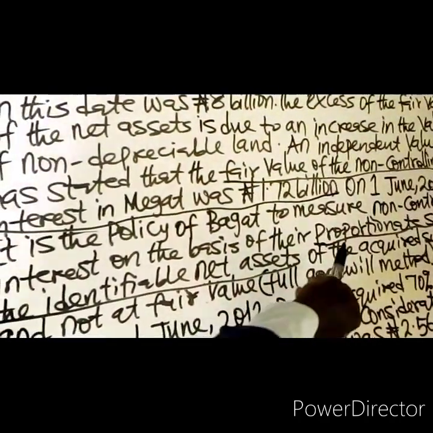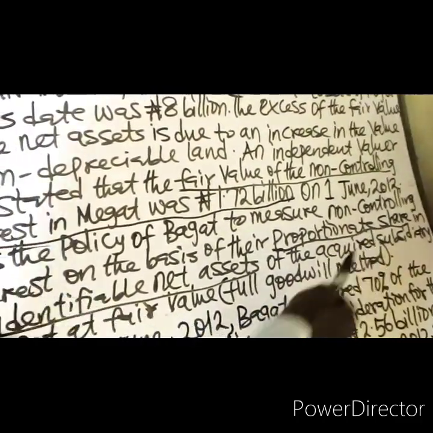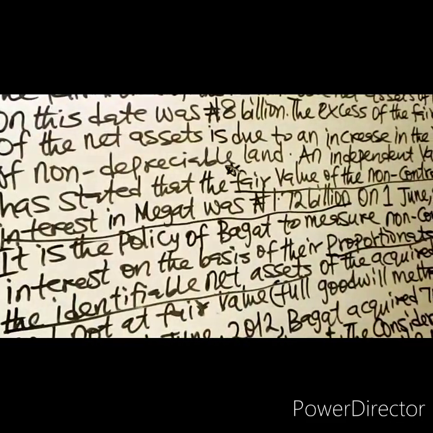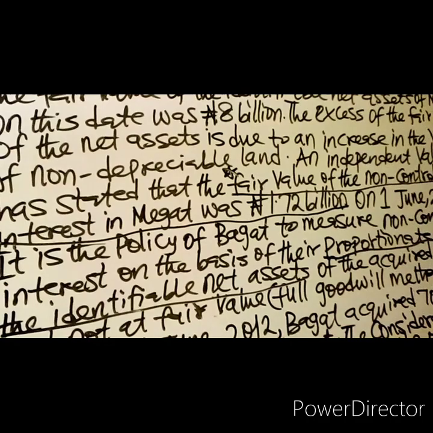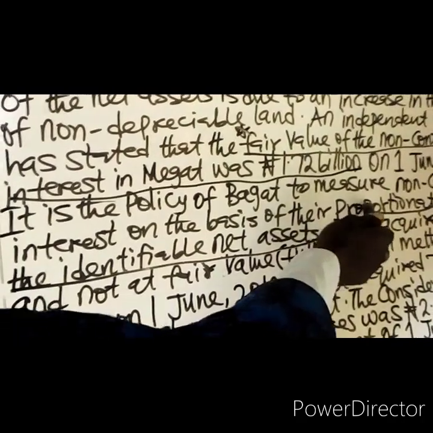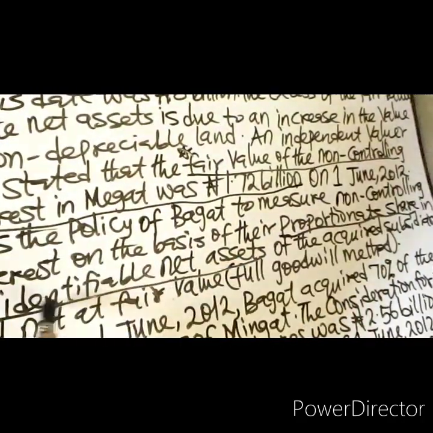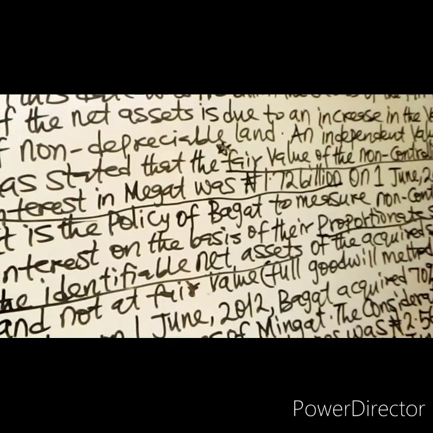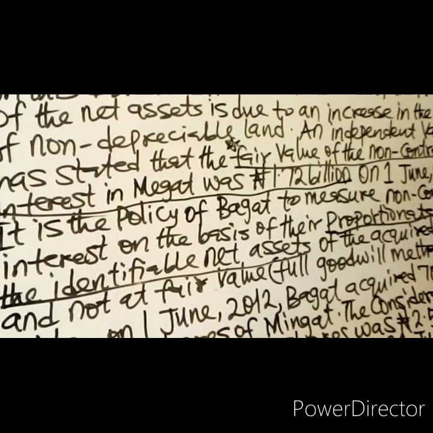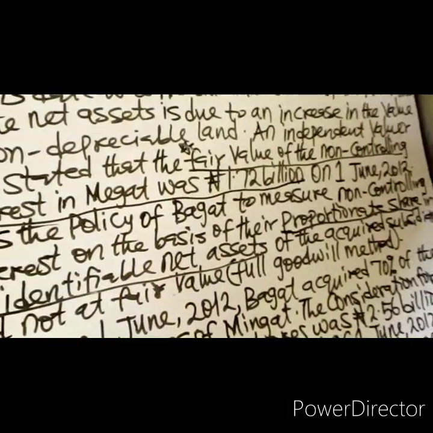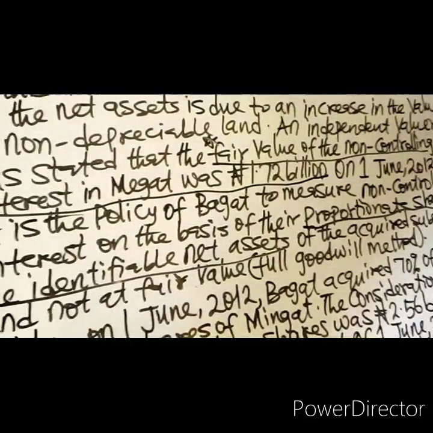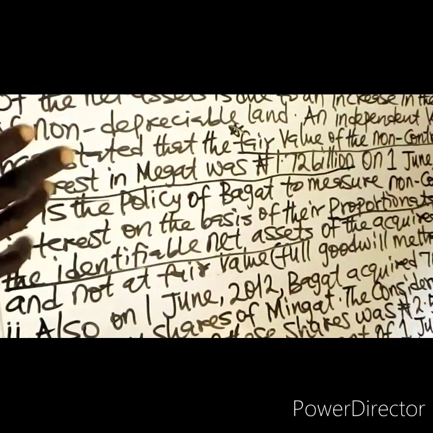And the policy has been stated to be proportionate share in the identifiable net assets. That means the fair value of the non-controlling interest is not relevant, because the policy has been stated to be proportionate share in the identifiable net assets. The policy has to be adhered to. You have to follow the policy. Even though you are given the fair value of NCI and the policy is stated to be proportionate share of net assets, that means you should not use the fair value of NCI.